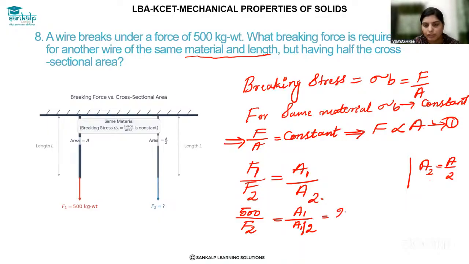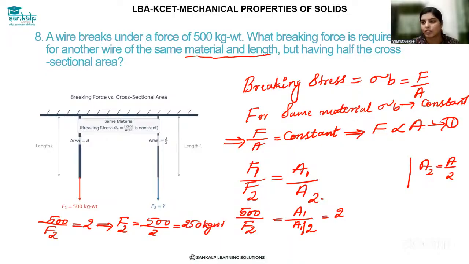So A1 gets cancelled, 2 goes to the numerator, so 500 divided by F2 is equal to 2, right? Therefore F2 is equal to 500 divided by 2, which is equal to 250 kg weight. So the correct answer is option B, 250 kg weight.